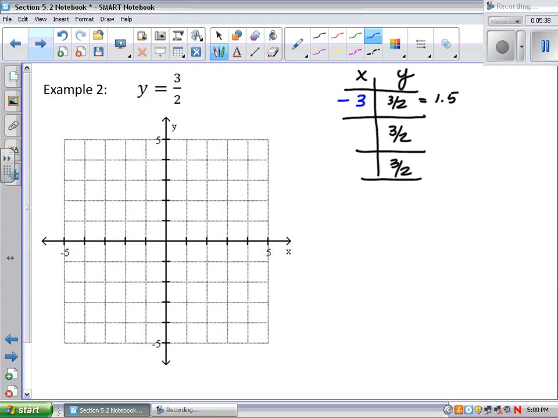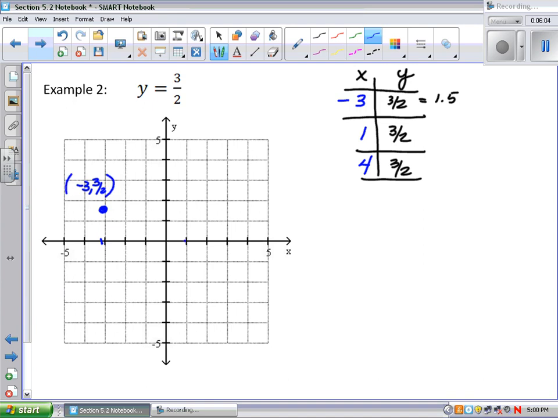I can have -3, I can have 1, I can have 4, I can choose whatever numbers I want to. But again, remember, you're graphing these, so smaller numbers are a lot nicer to work with. If I go to -3 on my x-axis and then up 1.5, there's my point, -3, 3/2.